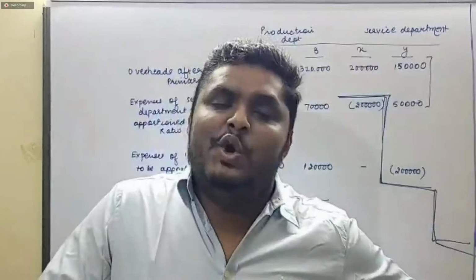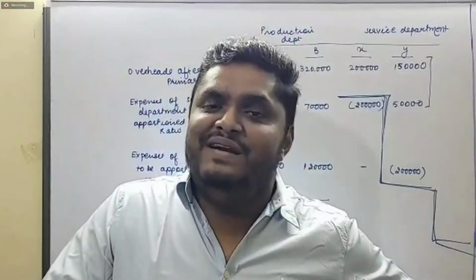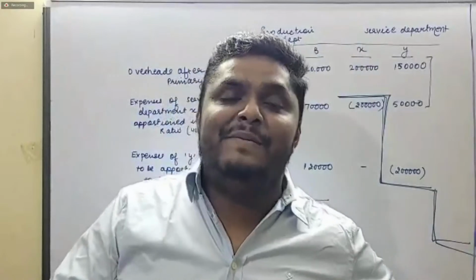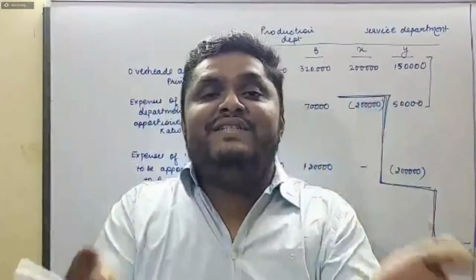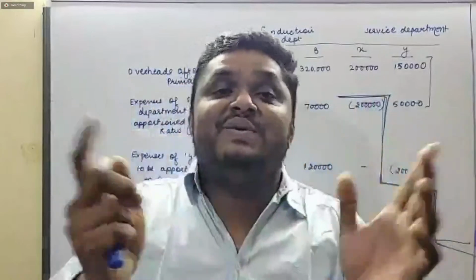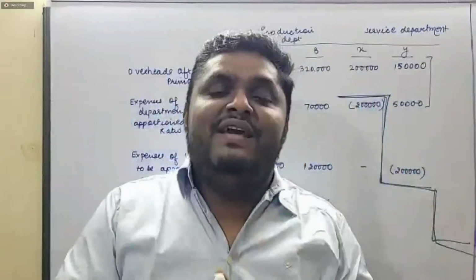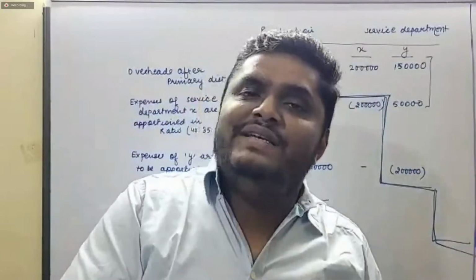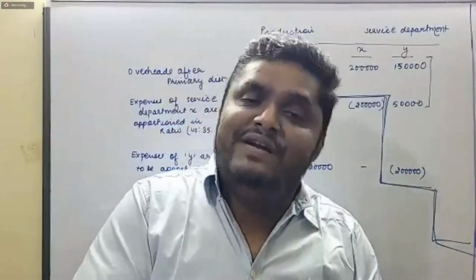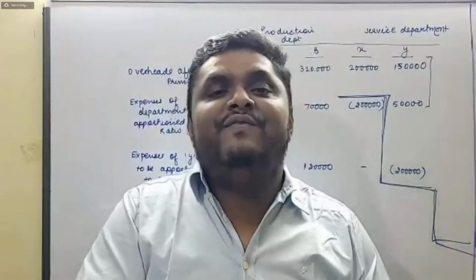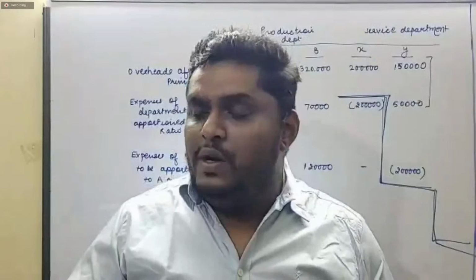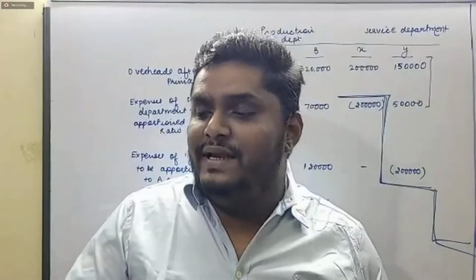So guys, this is all about the non-reciprocal method. Now let's proceed further with the next part, that is the reciprocal method, wherein the service departments are providing services to each other. Therein, we'll be discussing 3 methods, one by one: simultaneous equation method, thereafter trial and error method, and last but not least, repetitive distribution method. So we'll be discussing all the methods in detail.